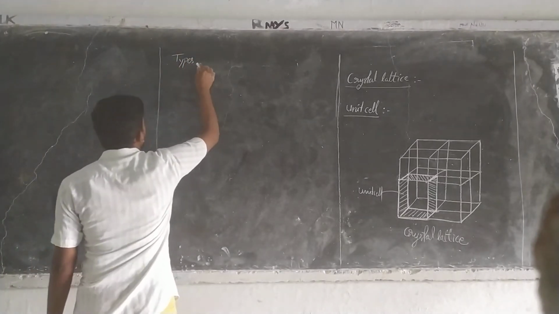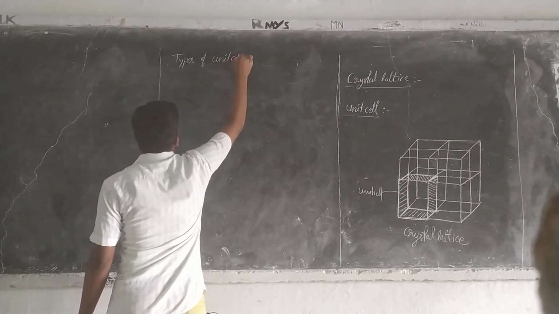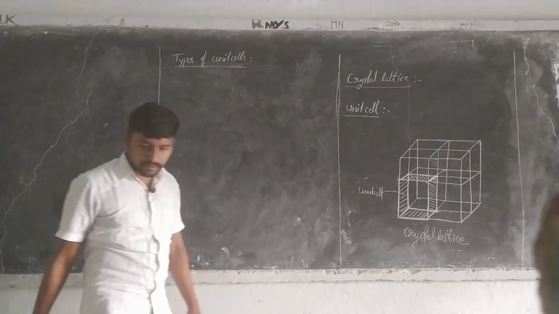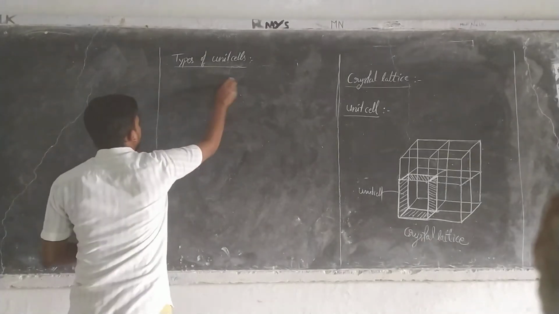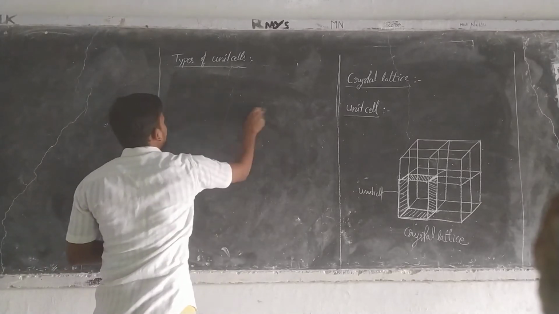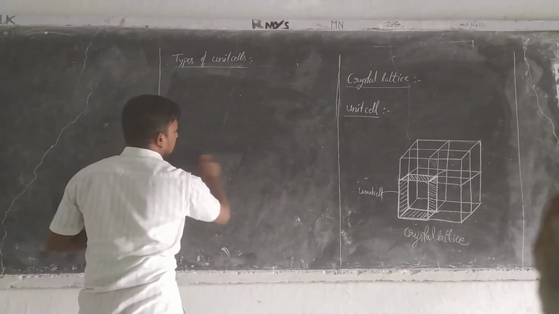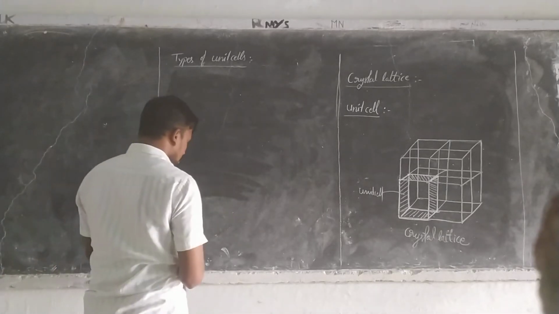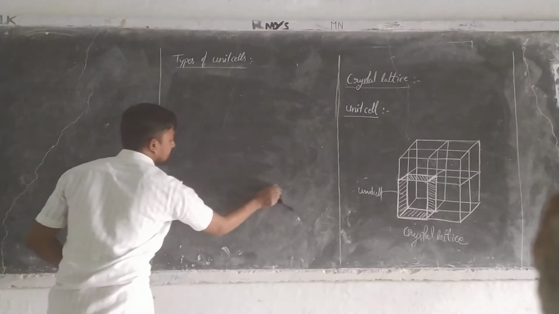Types of unit cells. So again, unit cells are 4 types. One is the simple or primitive unit cell, second is the face centered unit cell, third is the body centered unit cell, fourth is the end face centered unit cell.